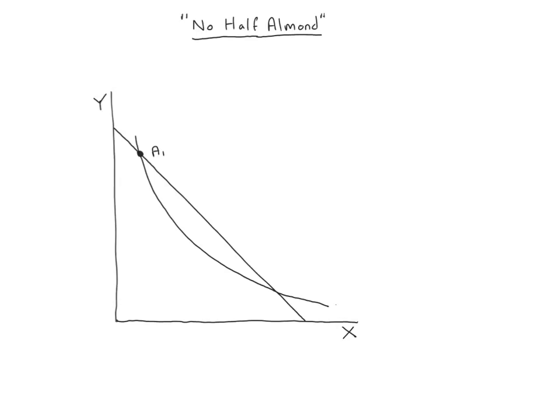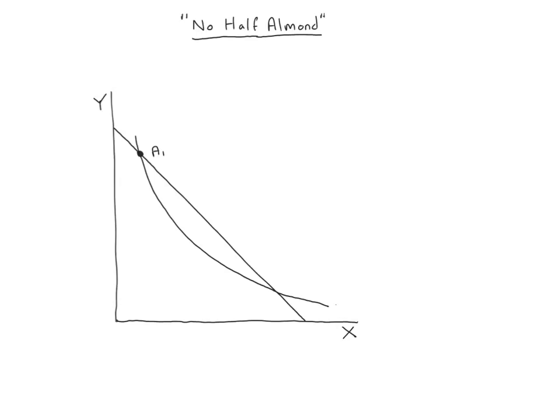And the rule is no half almond, because whenever you see a half almond shape like this, I'm going to show you a trick that you can use to get even more utility than you're currently getting. And thus you can use this trick to prove that if a half almond exists, you can do better, and thus you can't be at the optimal point because you can keep doing better.